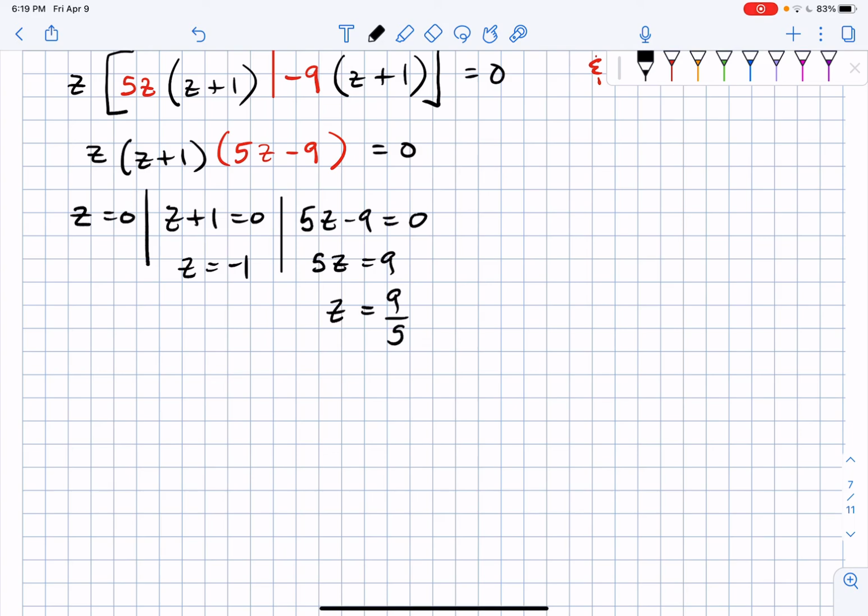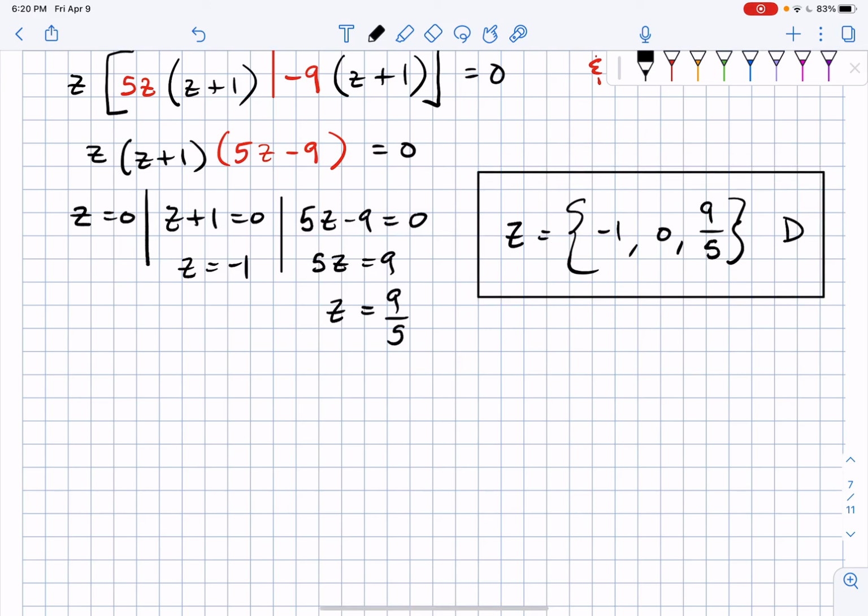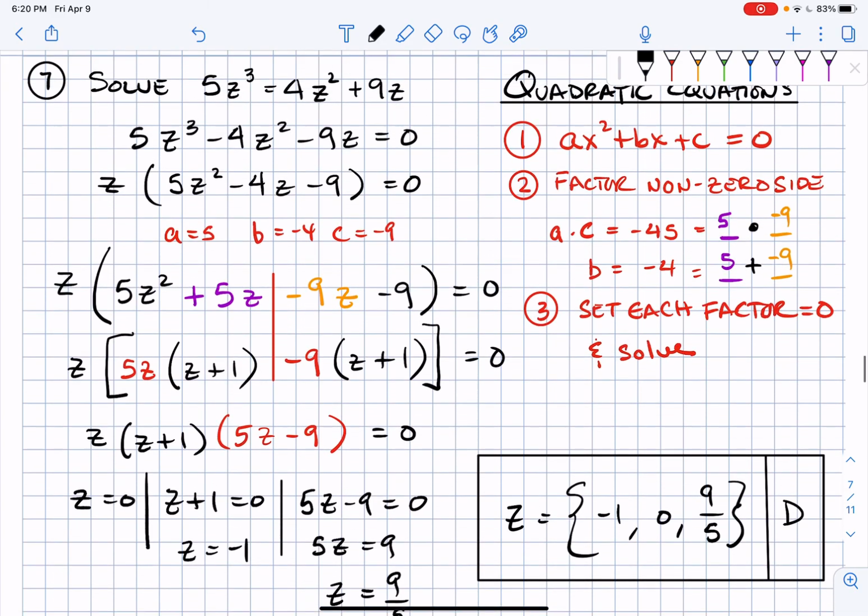So my answer is that z is going to equal negative 1, 0, and 9/5. And ladies and gentlemen, that is going to be choice D. There we go. Close enough. All right, so that's number 7.